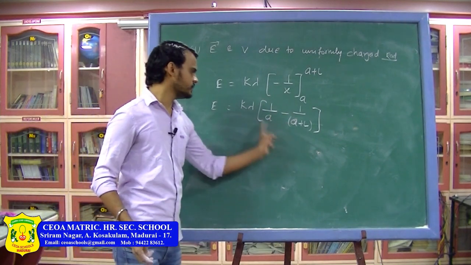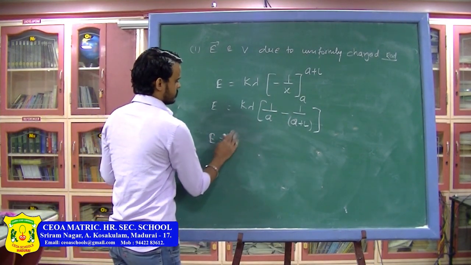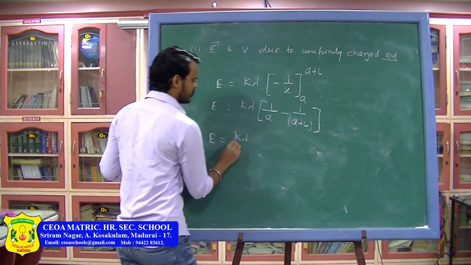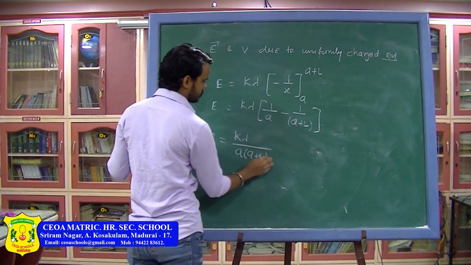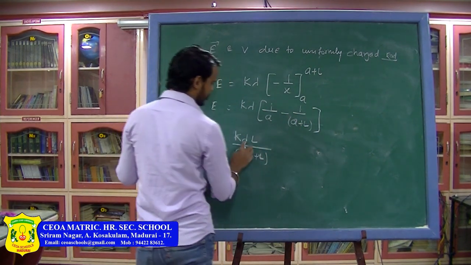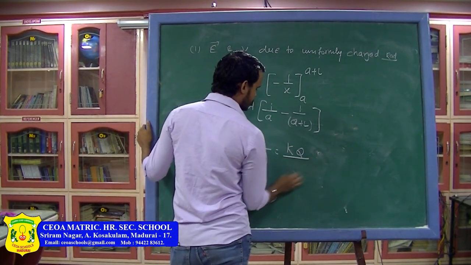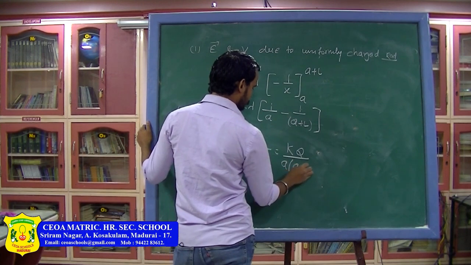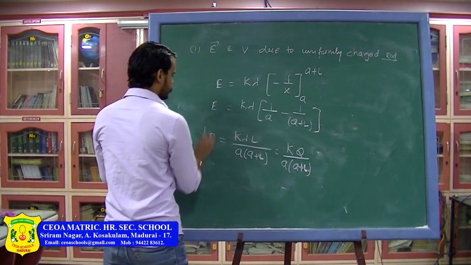If I simplify this further, I will get E is equal to k lambda divided by a into a plus l, times a plus l minus a, which is l. Again, lambda into l can be written as Q. So I can write this as kQ divided by a into a plus l. So this is the electric field due to that rod.